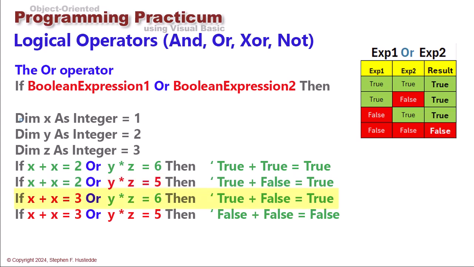The third example here, the left-hand side is false. 1 plus 1 does not equal 3, but y times z does equal 6. 2 times 3 is 6, so therefore it's still true. And then the last one, they're both false. 1 plus 1 does not equal 3, and y times z does not equal 5, therefore that whole expression is false. So again, we have the truth table for the OR over here on the right-hand side. If any side is true, the whole thing is true.